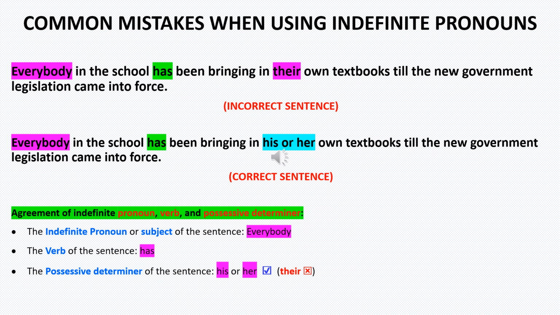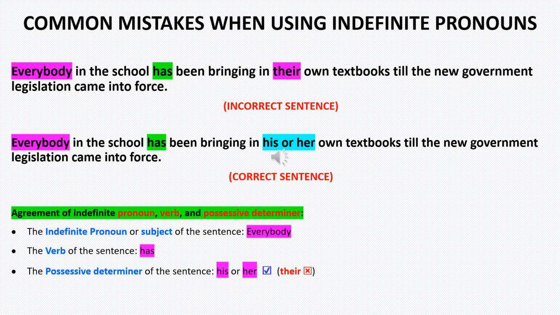So, the correct sentence should be, everybody in the school has been bringing in his or her own textbooks till the new government legislation came into force. Here, you can see that his, or her, separately, agree with the singular indefinite pronoun, everybody, as well as the verb, has. Here, we can see that the possessive determiner, his, or her, depending on the gender of the subject, refers back to the antecedent, everybody, and all are in singular forms.